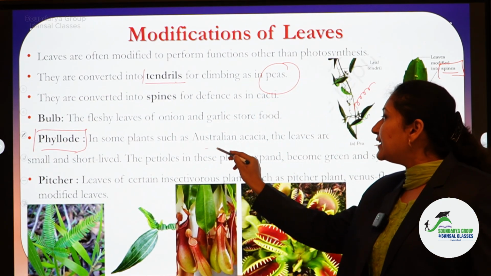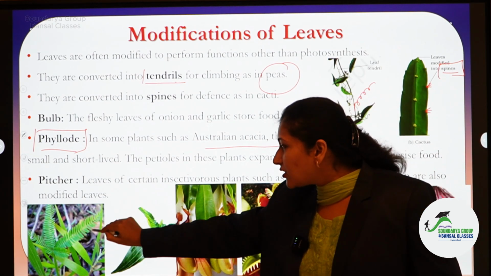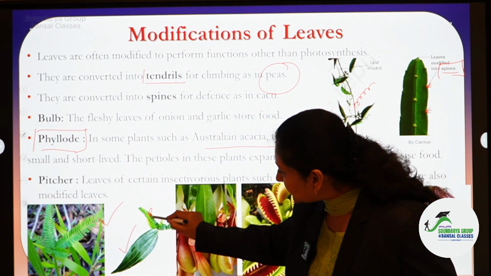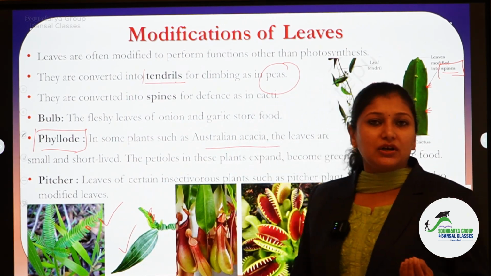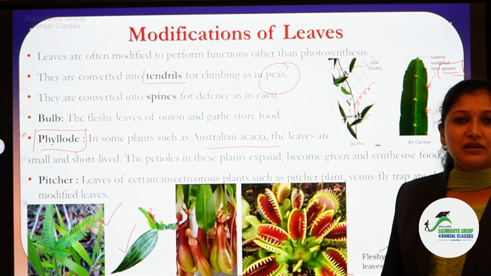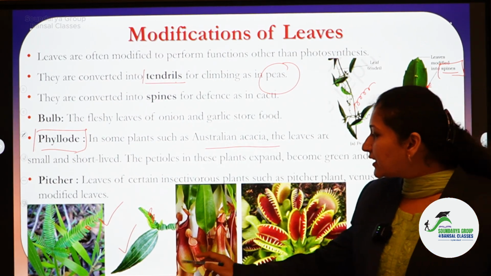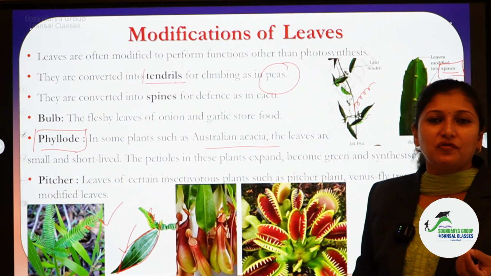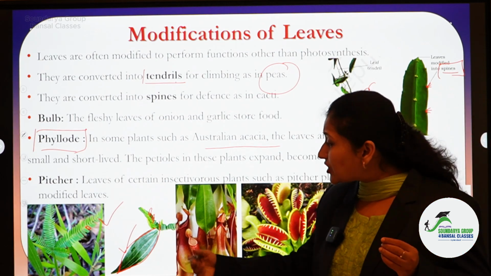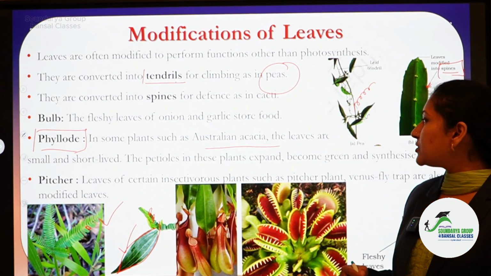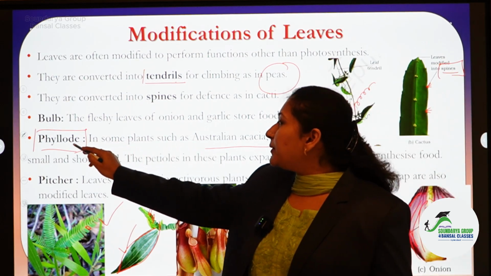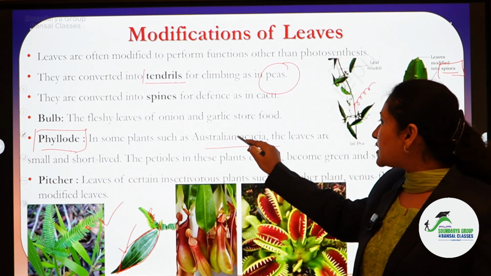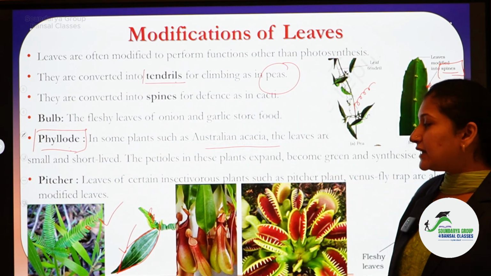In the case of Australian acacia, you can see here, this is also Australian acacia and this is also Australian acacia. The leaves are too tiny, which are shedding off from the tree. So who will make food now? In that case, the petiole becomes leaf-like. This is the short stalk of the leaf only, which is converting just like a leaf and doing additional photosynthesis. So here the petiole is converted into a leaf-type structure, which is known as phyllodes. This is present in Australian acacia.